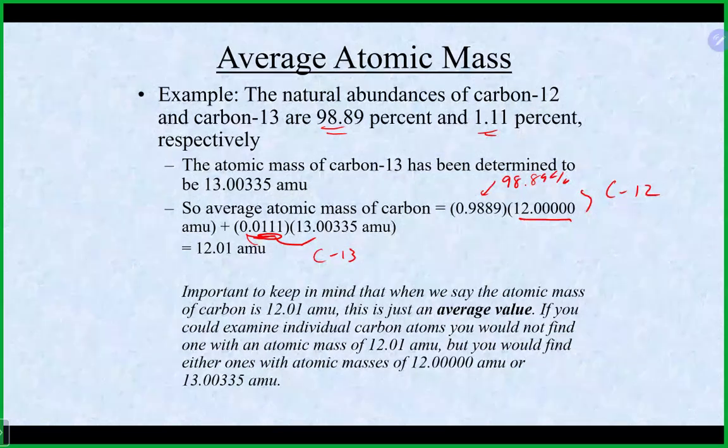It's important to realize that, if you could pick up an atom of carbon, either the carbon 13 or carbon 12 isotope, you will not find one that has a mass of 12.01. You would either find the carbon 13 isotope, which obviously has a mass of about 13 and change, or you would find the carbon 12 isotope that has a mass of 12. So again, a more average value is what we see on the periodic table.